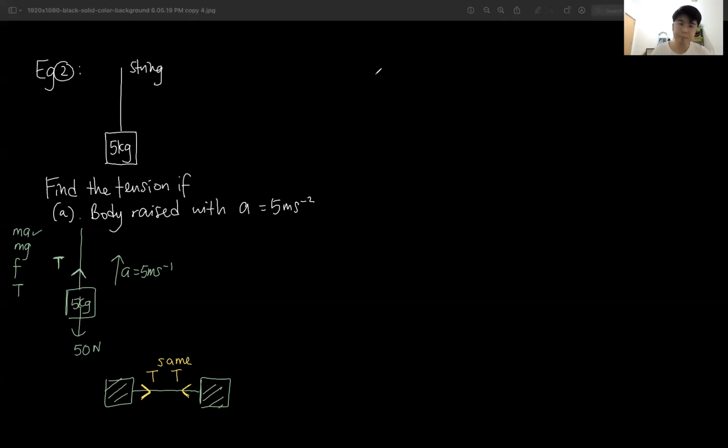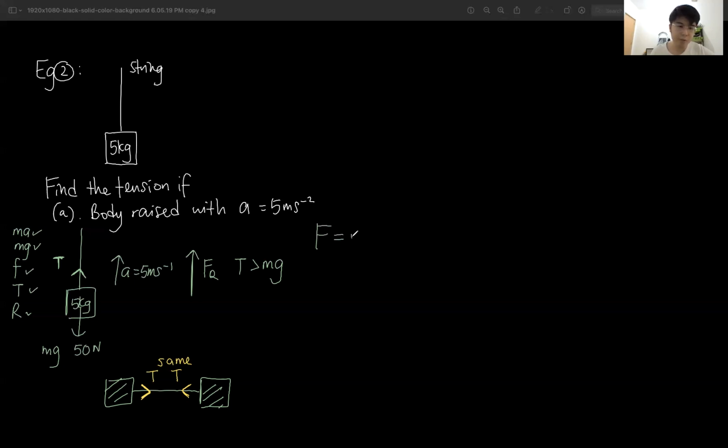Okay, back to this one. MA, MG, FT, and reaction. Is there reaction? There's no surface, so no reaction. Done. After you label everything, what do I do? Look at the direction of the acceleration. Going up means my resultant force is upward. That also means the tension must be bigger than the mg.